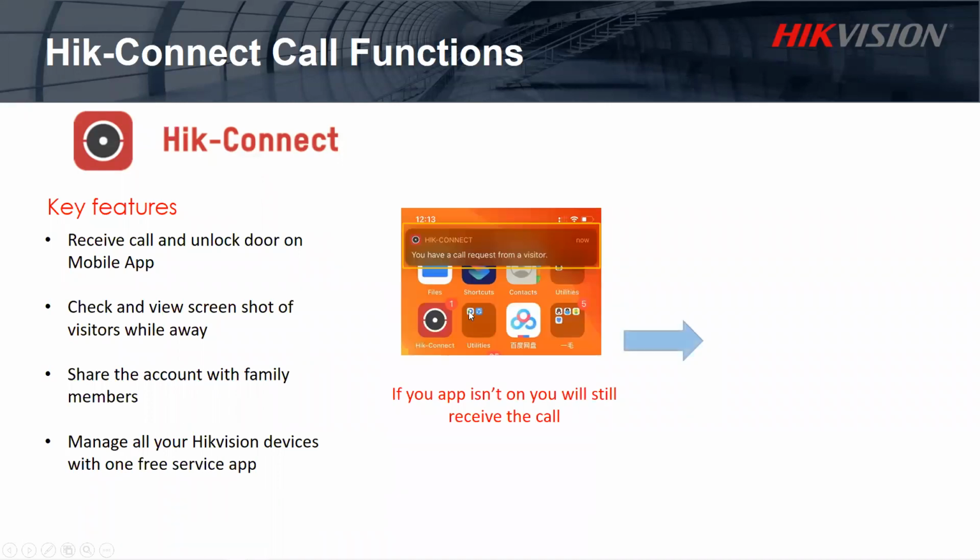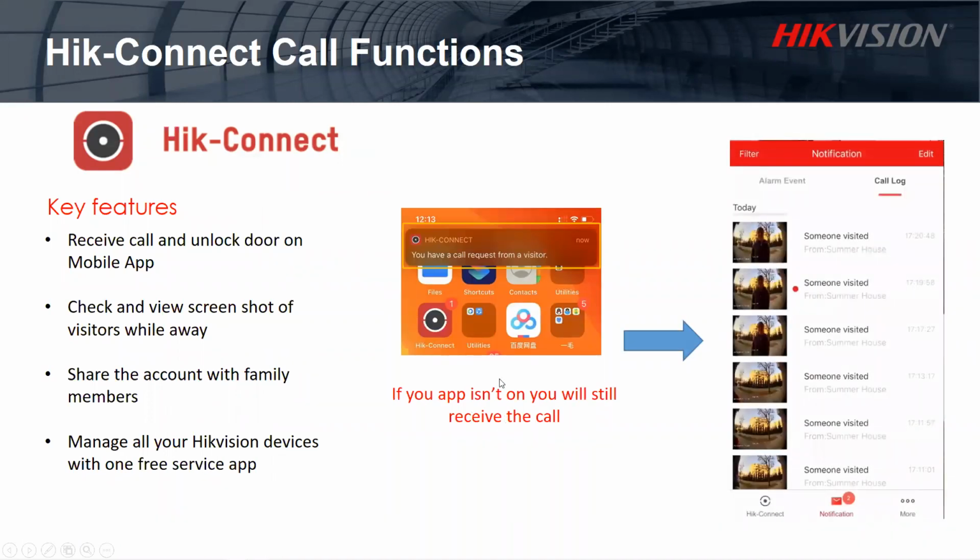All right, and here, this is how you're gonna see the notification. So if your app isn't on while you are receiving, then it will at least give you a push notification, as you can see on the top, and then you can go to the notification and check the call log, and you will see a screenshot of whoever came in front and rang you using the outdoor station.